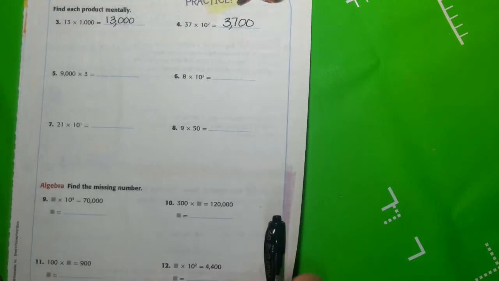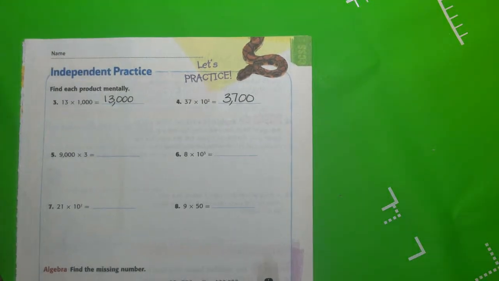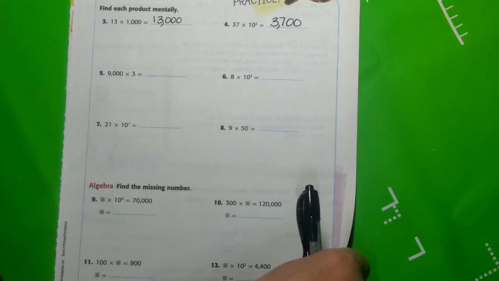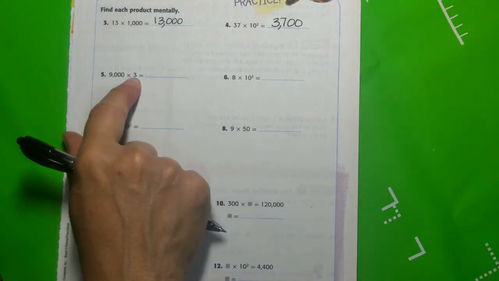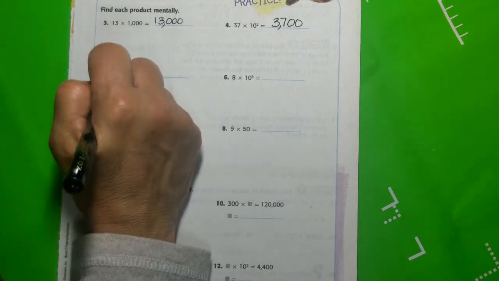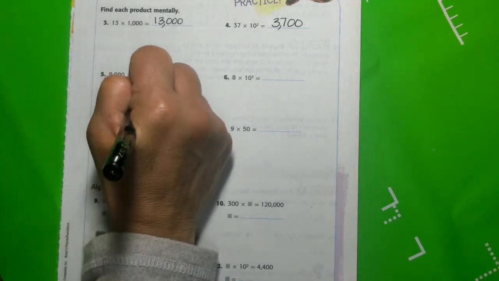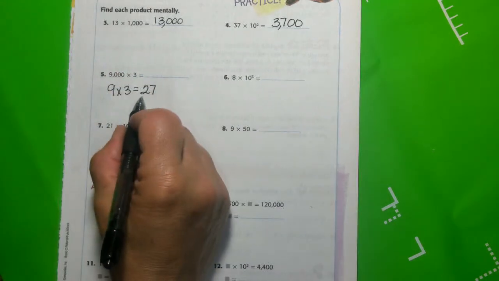You can pause if you need to. It's kind of a cool snake there, right? It says, let's practice. The snake with his S sounds in there. Let's practice. So 9,000 times 3. Hopefully you know my basic fact. Let's write it. 9 times 3 equals what? 27, right?